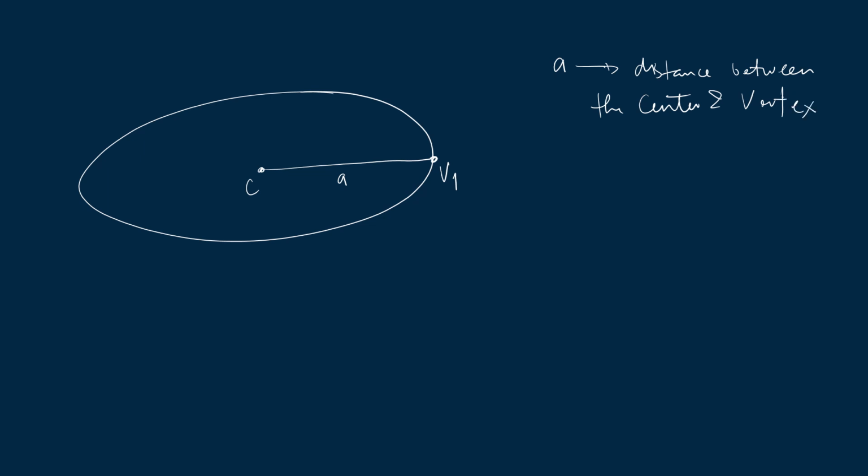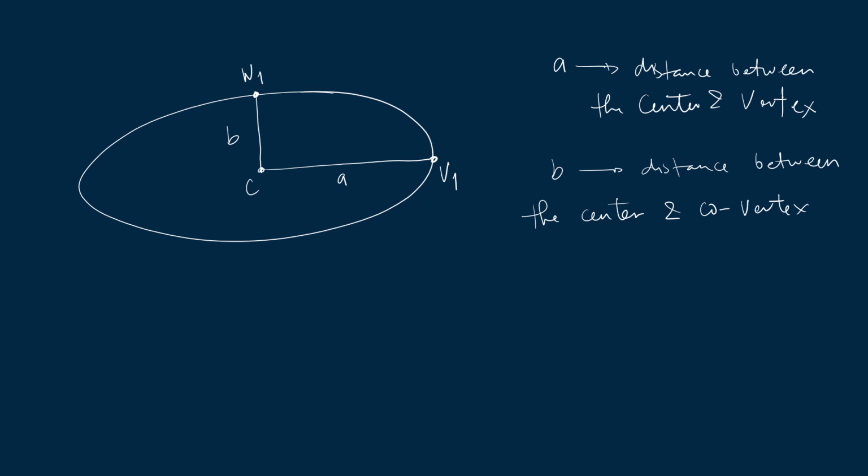And then we also have the distance between the center and the covertex, W sub 1, which is represented by b units. So b stands for the distance between the center and co-vertex.